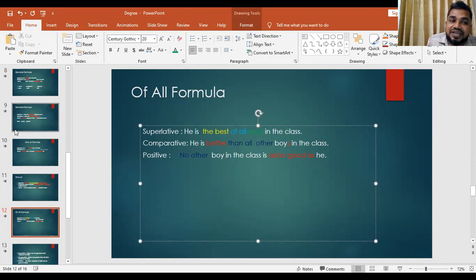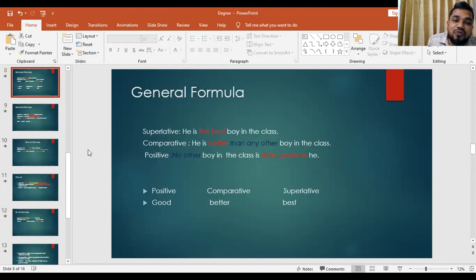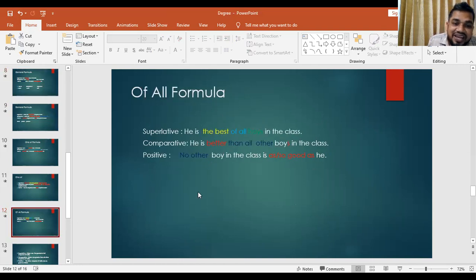And in the positive degree, same as the general formula: no other boy in the class is as good as he. Same way, no other boy in the class is as good as he, or so good as he. So, dear students, let's practice.